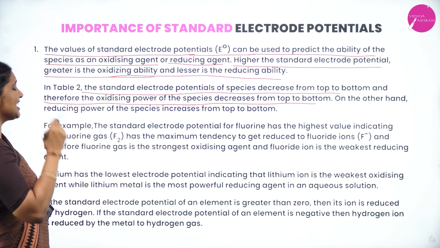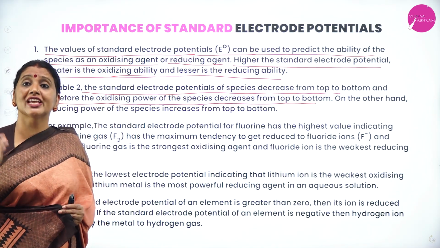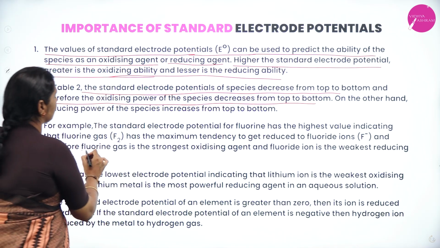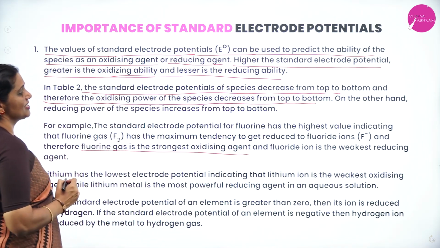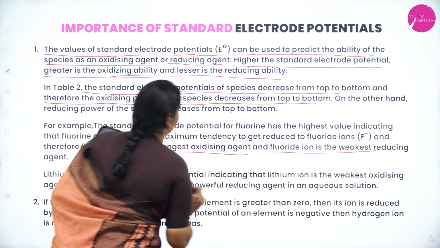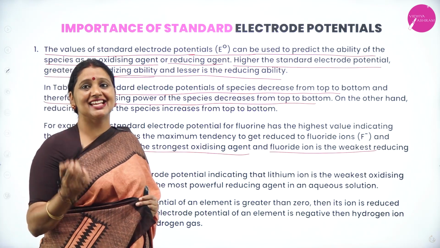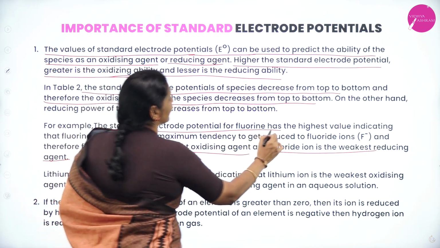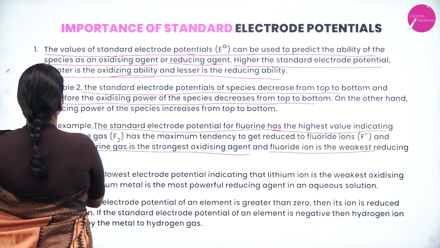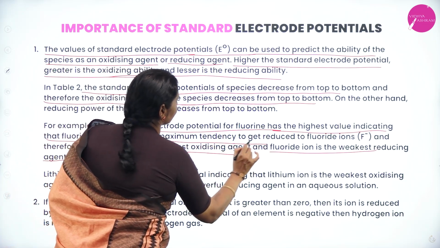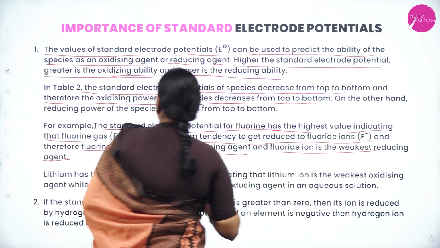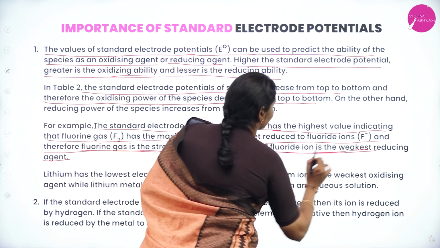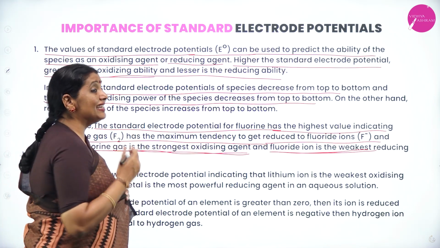In this table, fluorine has the highest E0 value, plus 2.87. Therefore, fluorine gas is the strongest oxidizing agent, and fluoride ions are the weakest reducing agent. Fluorine has the maximum tendency to get reduced to fluoride ions.